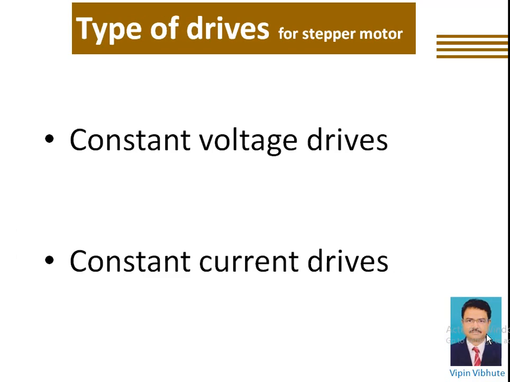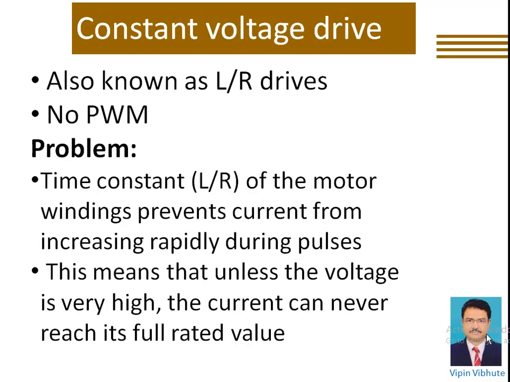So let's see the types of drives that are used for stepper motors. There are basically two types: one is constant voltage drives, another is constant current drives. What is a constant voltage drive? A constant voltage drive supplies constant voltage to the windings of the stepper motor using no PWM.